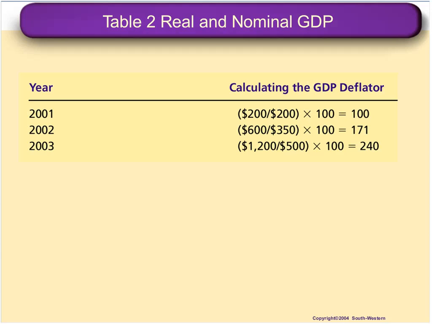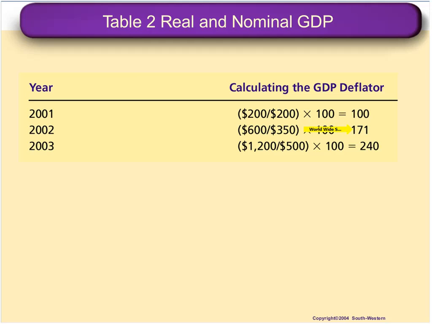In 2001 we had 200 divided by 200, the same thing, to get 100. So the calculated GDP deflator is 100, or 1. But in 2002 the prices increased: you had 600 nominal while the real GDP was 350, so your GDP deflator would be 171%, or 1.71.